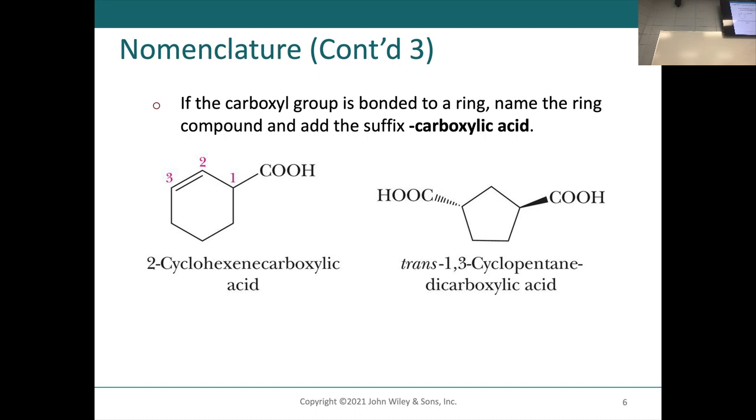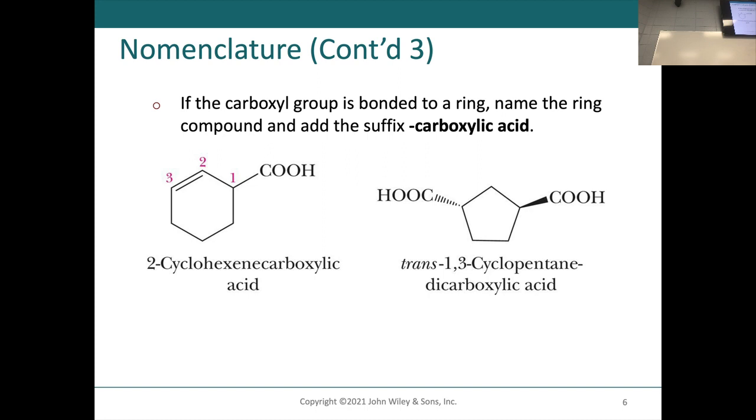If you have the carboxylic acid bound to a ring, you're going to number the ring such that you give the lowest number to all other functional groups. Again, the carboxylic acid is going to take priority, right? So this is going to be number one of the ring, and then you're going to number in a counterclockwise fashion here to give the alkene the lowest possible number. Okay, so this is 2-cyclohexene carboxylic acid. Notice the 2 tells me what? It tells me where the alkene is. It doesn't tell me where the carboxylic acid is because I know that has to be number 1.